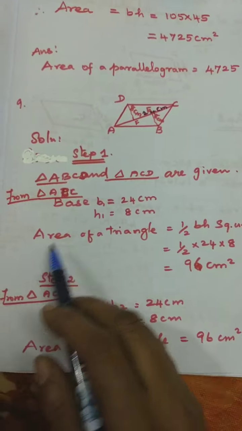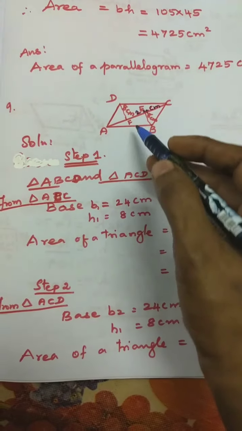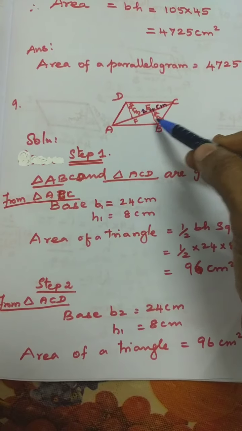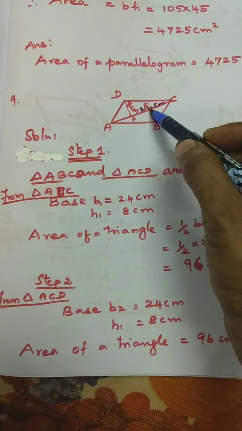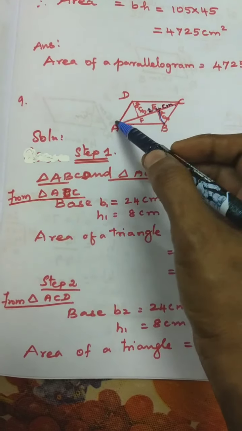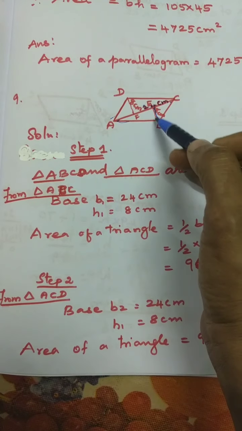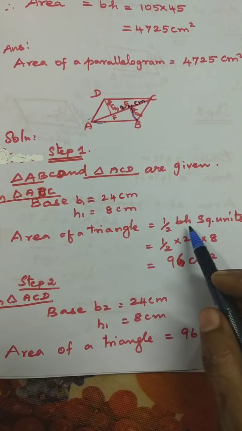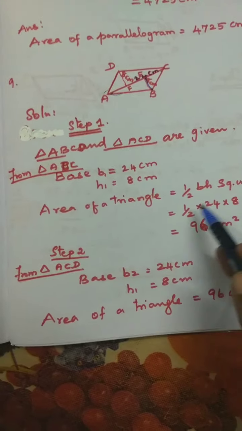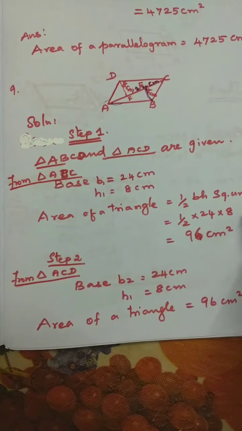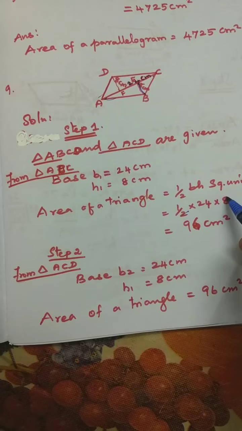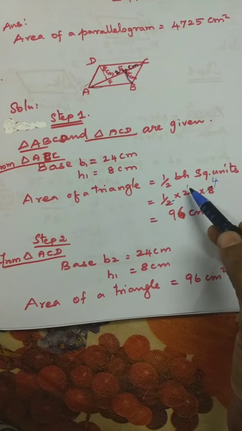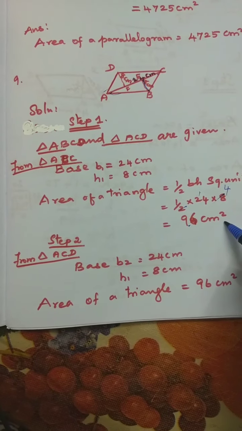In triangle ABC, base is 24 centimeter and height is 8 centimeter. Here from B it is going 8 centimeter, so this is the base for that. Then area of a triangle is equal to half into BH square units. Then half into 24 into 8. Now you can cancel this 2. 4 4s are 16, 6, remainder 1, 4 2s are 8, 8 plus 1, 96 centimeter square.